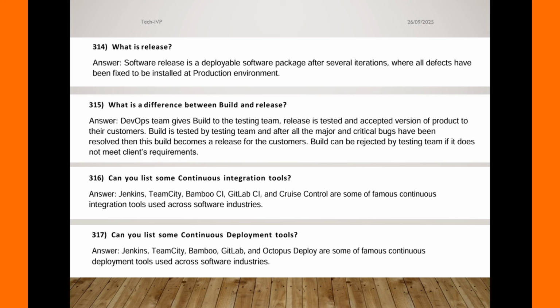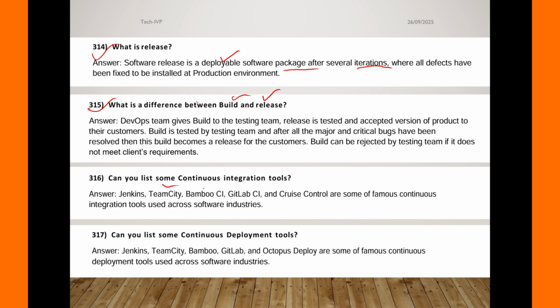What is a release? A release is a deployed software package, meaning the build you got from the development side, you can deploy in the production environment, the QA environment, or the staging environment after several iterations, and that is called a release. What is the difference between build and release? We already discussed that.